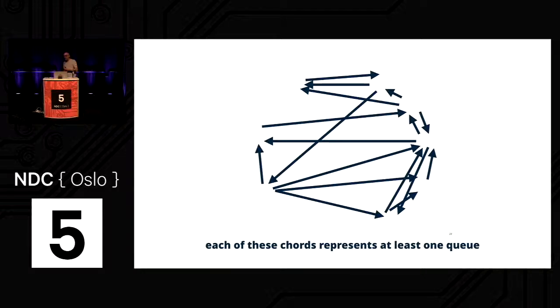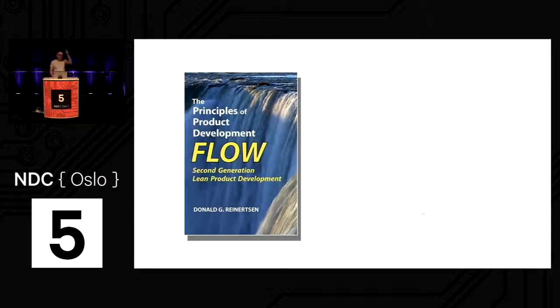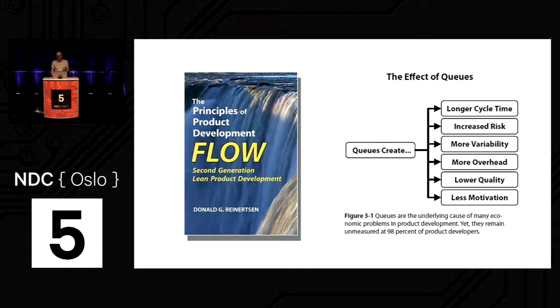You want to avoid queues if we can, and the reason we want to avoid queues is, if you haven't come across Don Reinertsen's book, it's massive, incredibly dense, packed with economic theory, but it just blew my mind when I read it. The Principles of Product Development Flow, and in that he talks of the effect of queues on systems of work and in computer science, and he says the effect of queues create a number of things.